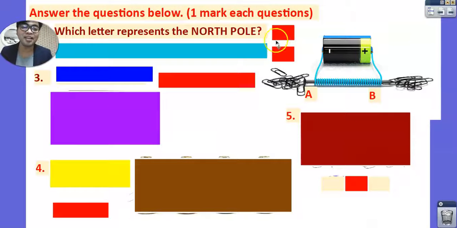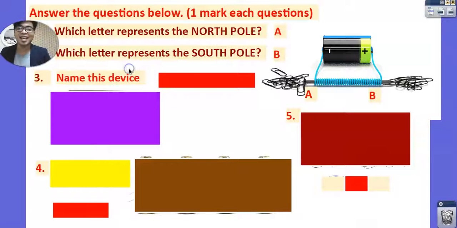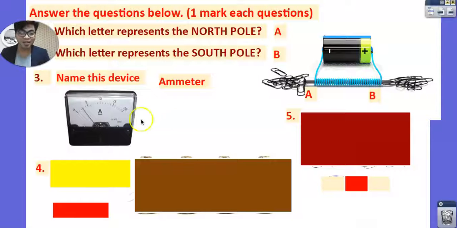Let's check your answer. Of course, that is letter A. How about which of the two there represents the South Pole? Definitely you are correct. It's the letter B. Here's question number 3. Name this device. Correct spelling is needed in here. Let's take a look. It's the ammeter.